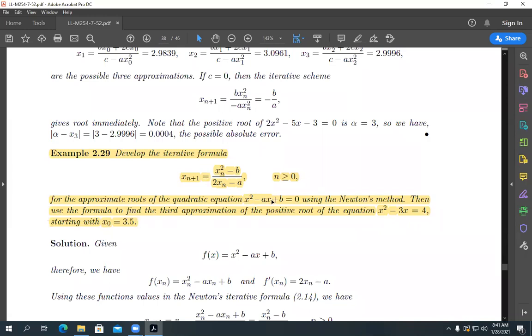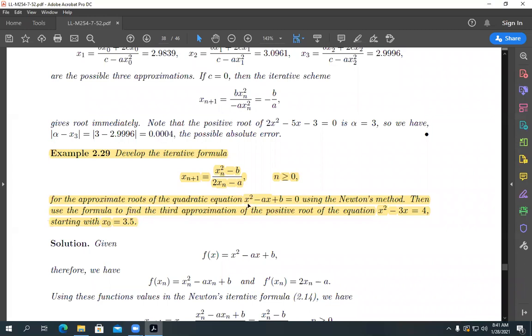What is the second part? Second part: when you develop this formula, show that, to find the third approximation for the positive root of this nonlinear equation starting with this one. So what is this one? So first you have to show this is the Newton formula for this one.